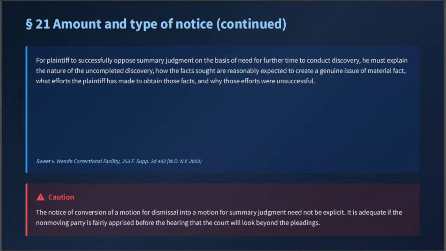Okay, so caution, the notice of conversion of a motion for dismissal into a motion for summary judgment need not be explicit. So the notice doesn't need to be explicit. It is adequate if the non-moving party is fairly apprised before the hearing that the court will look beyond the pleadings. So, interpret that as you may.